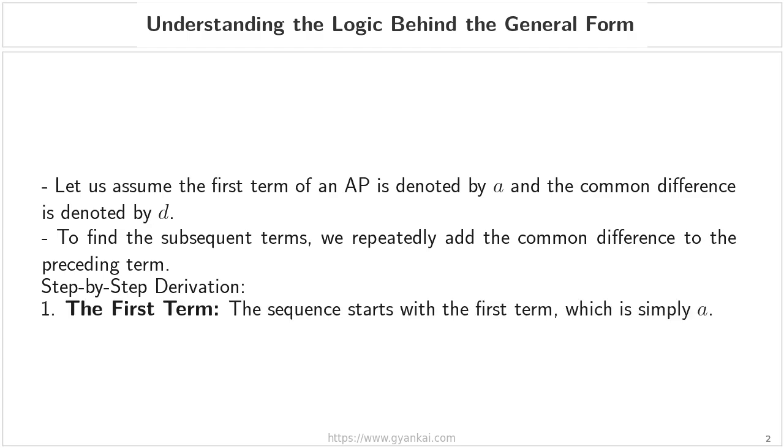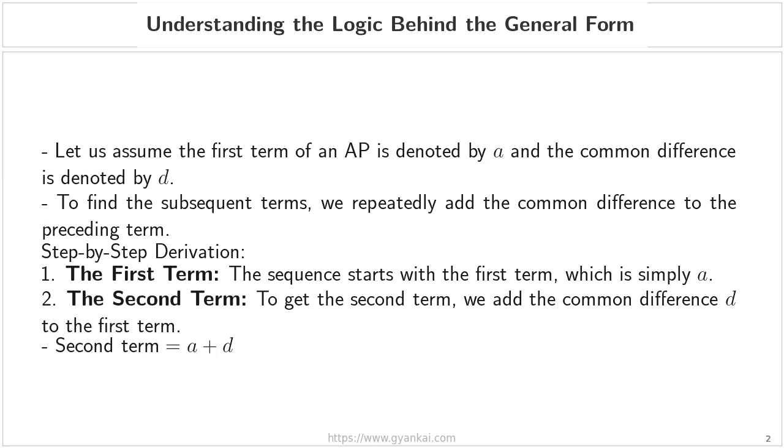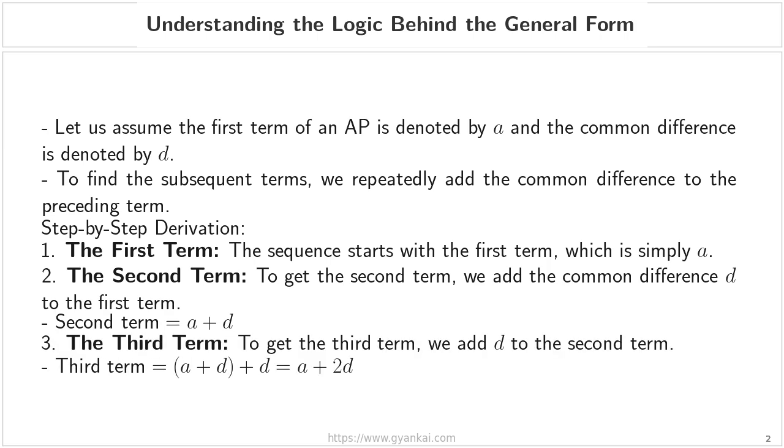First, we have the first term. Since it's the very start of our sequence, it is simply a. Next, let's look for the second term. To find this, we take our first term and add the common difference, so the second term is a plus d. Moving on to the third term, we take our previous result, which was a plus d, and add the common difference d once more. When we combine these, we get a plus 2d.